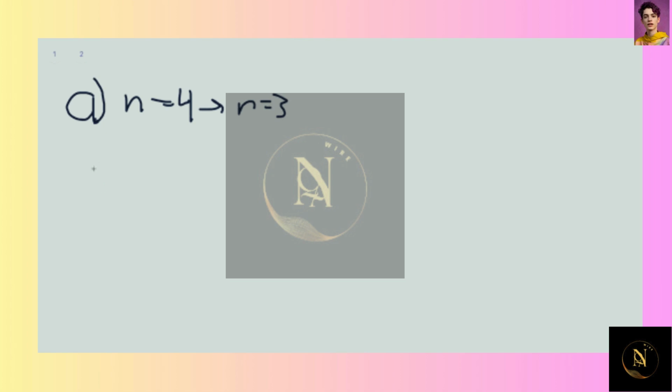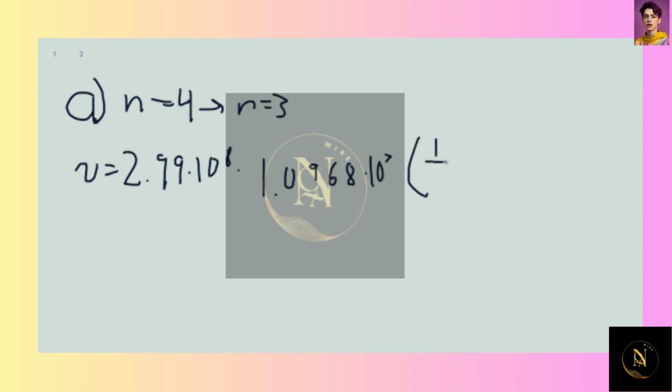So we start with our same equation. Frequency equals the speed of light, 2.99 times 10 to the 8th, times Rydberg's constant, which is 1.0968 times 10 to the 7th, and then 1 over n1 squared, which is 3 squared, and then 1 over n2 squared, which is 4 squared.